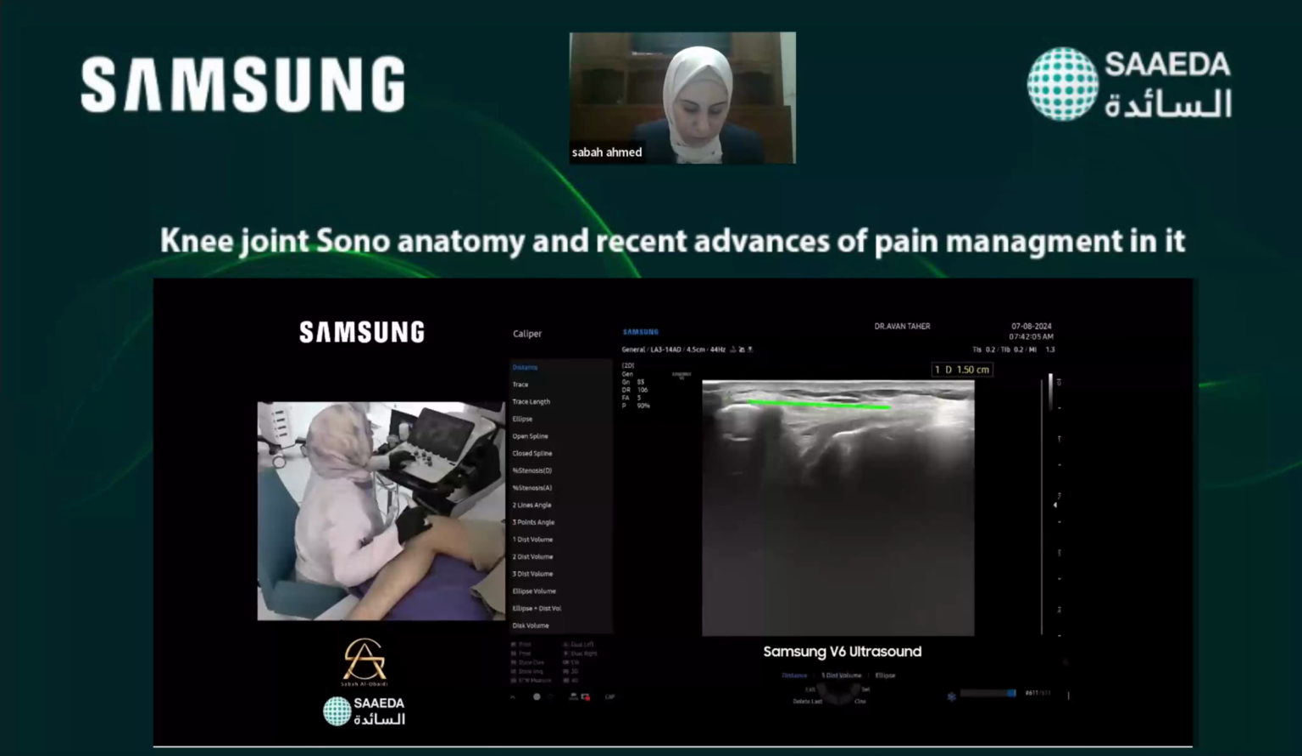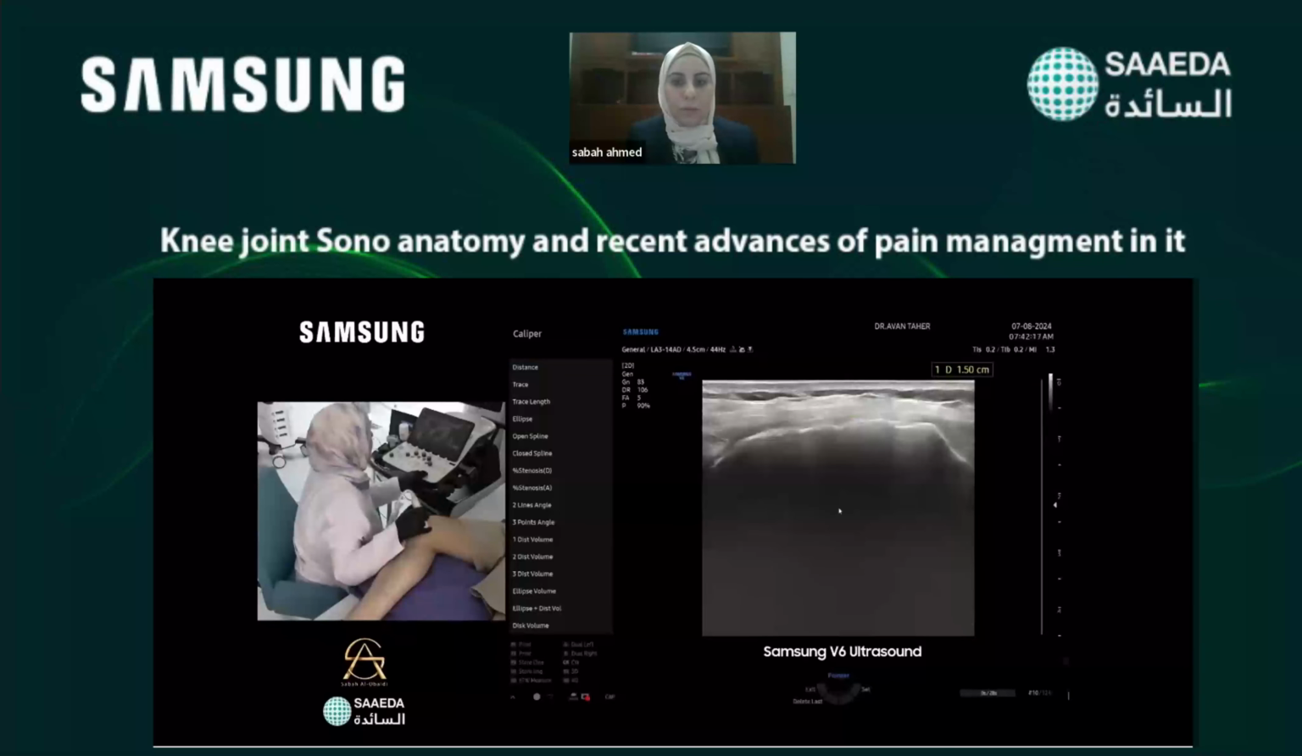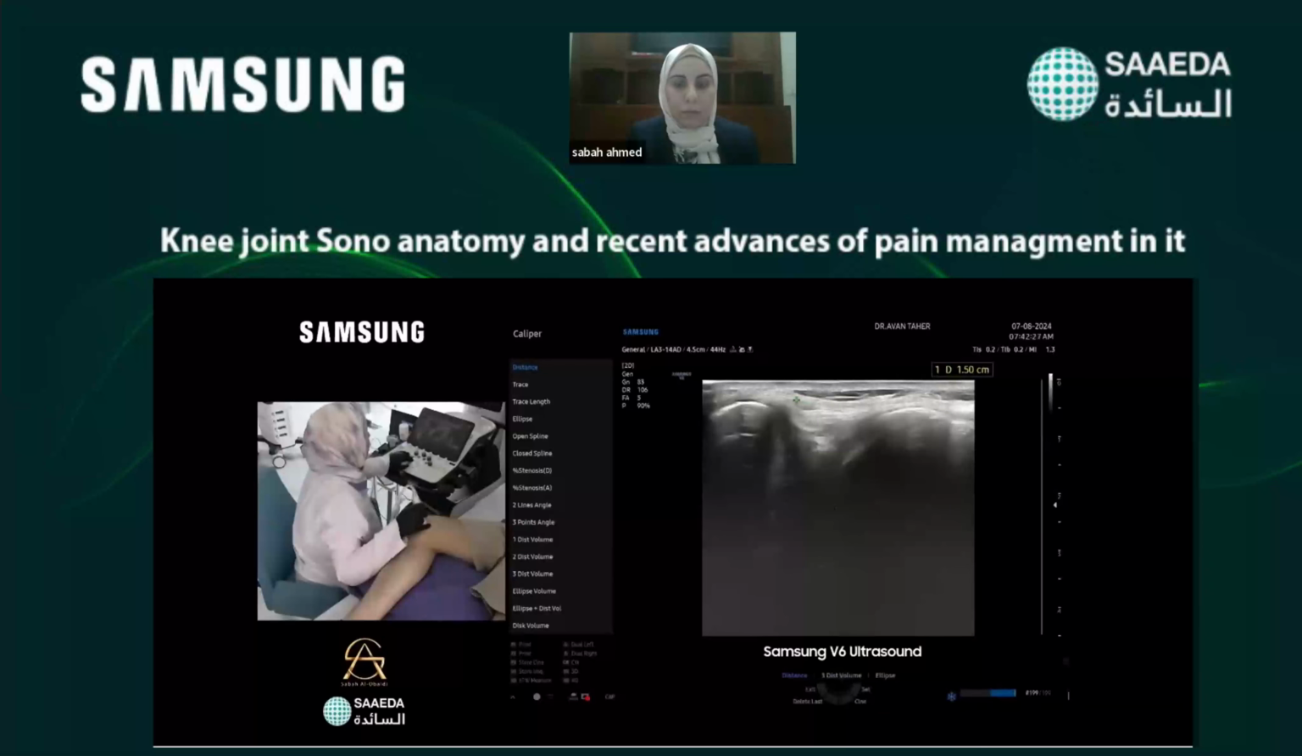Remaining superficial is the medial patellar retinaculum. So the first layer in the whole medial compartment is the medial patellar retinaculum. The deepest layer here, this ligament that attaches between the patella and the femur, is the patellofemoral ligament. And the superficial is the medial patellar retinaculum.